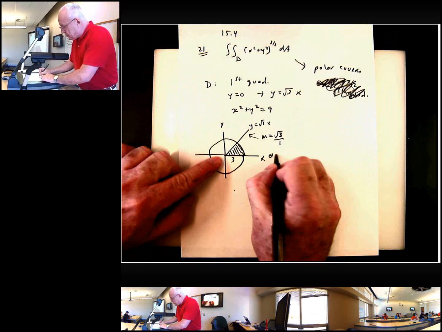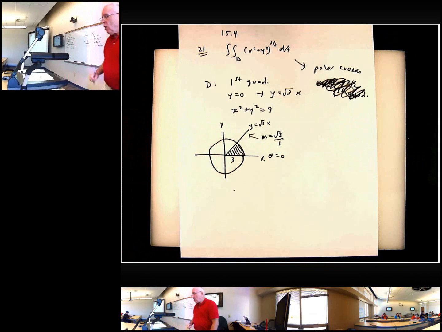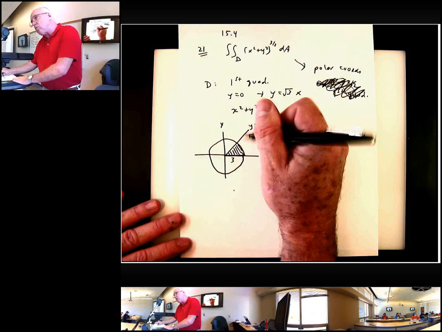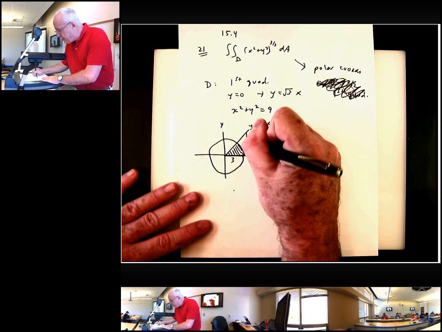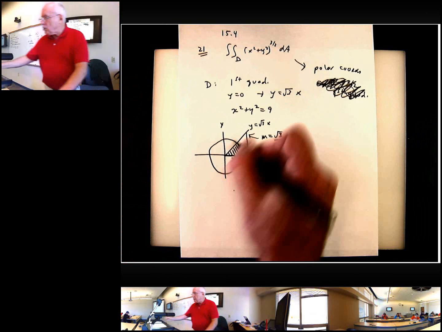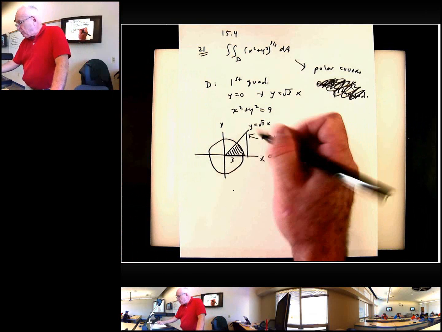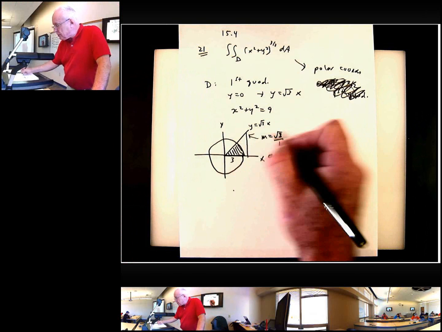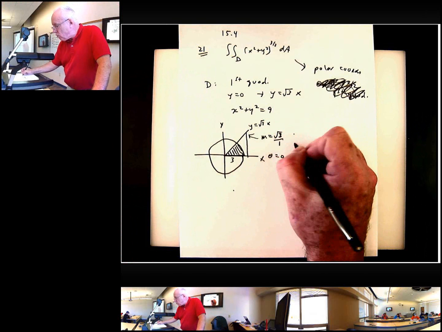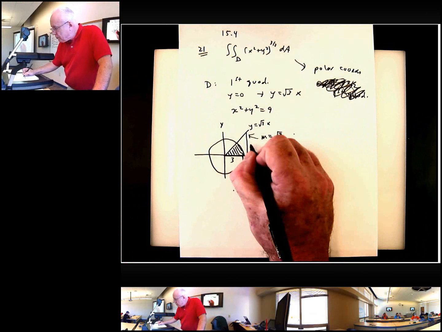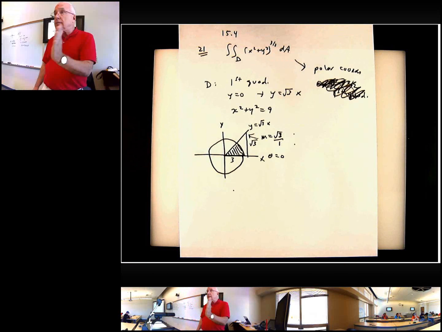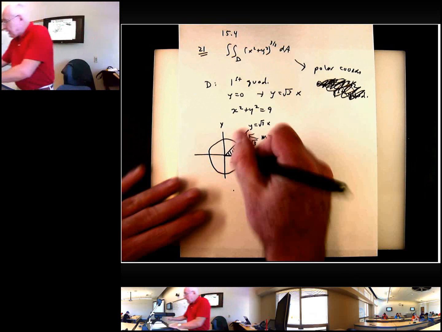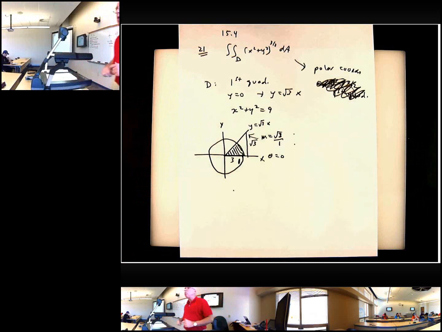This, of course, is theta equals 0. We need to figure out what is this angle right here. Well, basically, the slope of this line is the square root of 3. So the slope is the change in y over the change in x. So you can view this as a triangle where the vertical leg, say, is the square root of 3, and the horizontal leg is 1.